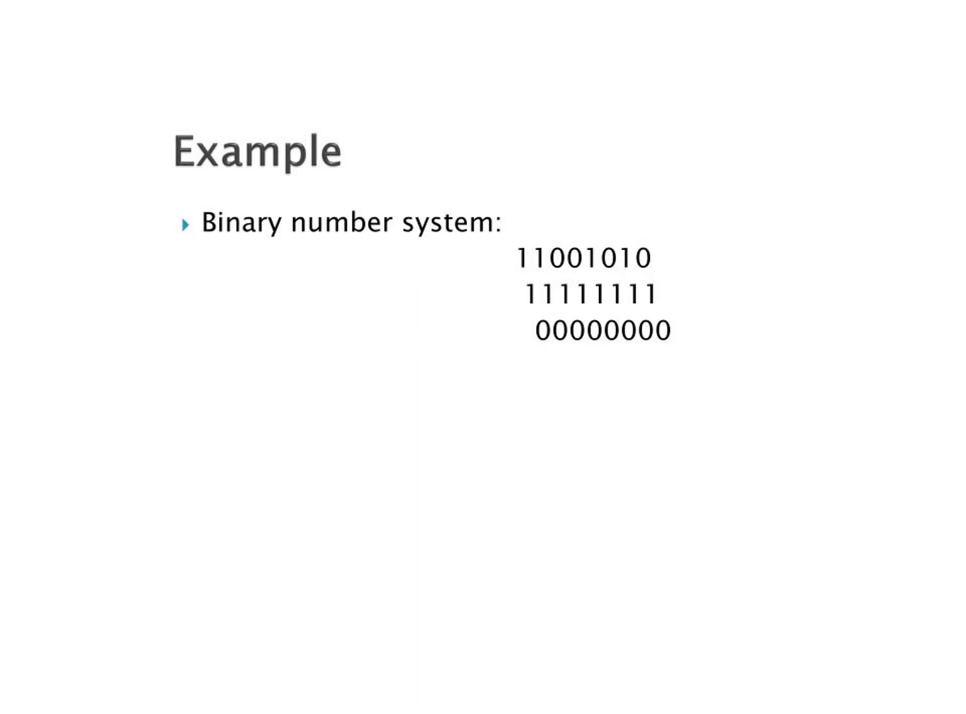Here is an example of how a binary number looks like: 1 1 0 0 1 0 1 0. These are made up of only two bits, 0 or 1. Then 1 1 1 1 1 1 0 0 0 0. These all are examples of binary numbers.